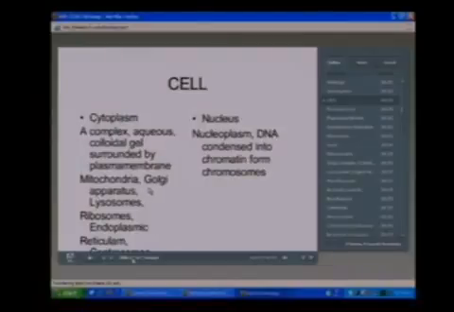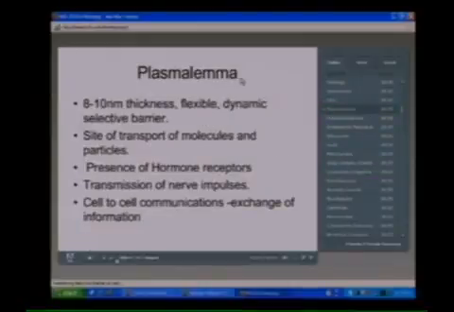Mitochondria we are going to see, and you might have studied the Golgi apparatus and lysosome. What are the functions of these? We are studying that here. Ribosomes, endoplasmic reticulum, and nucleus and nucleoplasm, DNA, and the chromatin and chromosome. So we are covering all these topics in this class today. Is that fair enough? Now, we will go on to the plasmalemma.